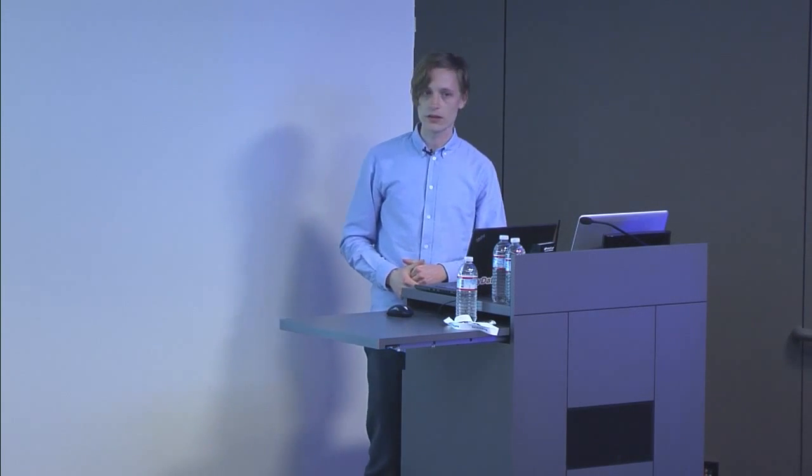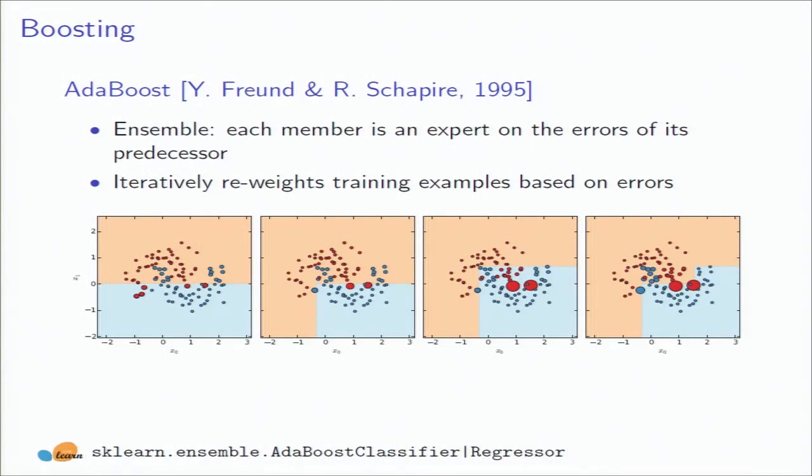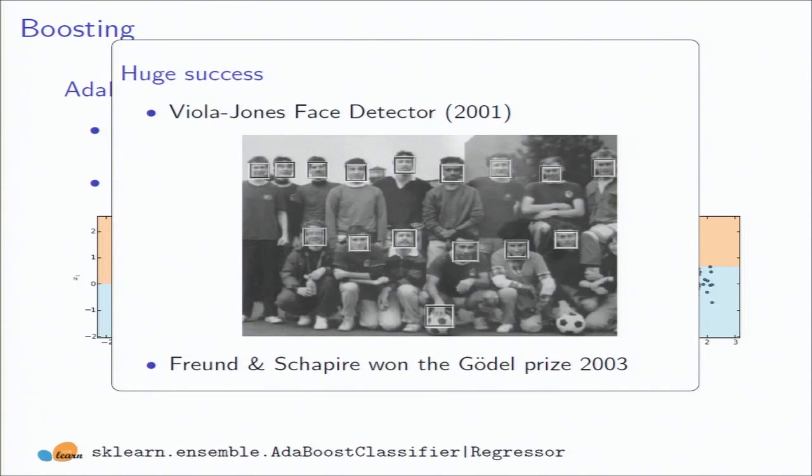So that's AdaBoost, and we also have it covered in scikit-learn, as sklearn.ensemble AdaBoostClassifier or Regressor, depending on whether you want to do classification or regression. It was a huge success. One of the most seminal studies that used AdaBoost was the face detector by Paul Viola and Michael Jones in 2001. I think it's still one of the most highly cited papers in machine learning. For those of you who have had a machine learning class, you probably know the picture.